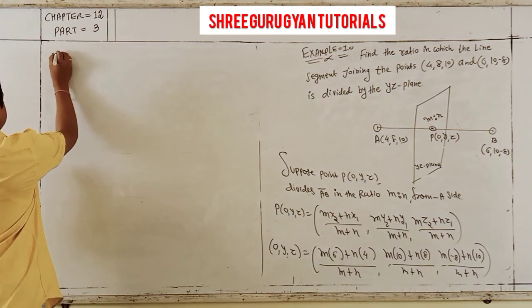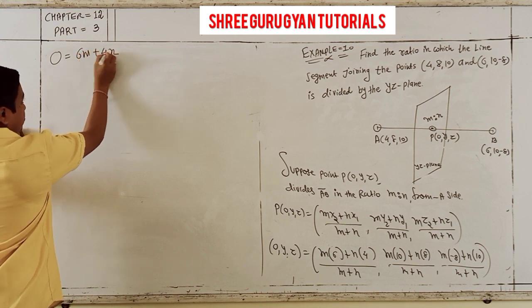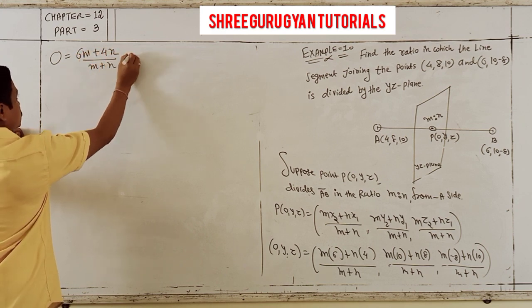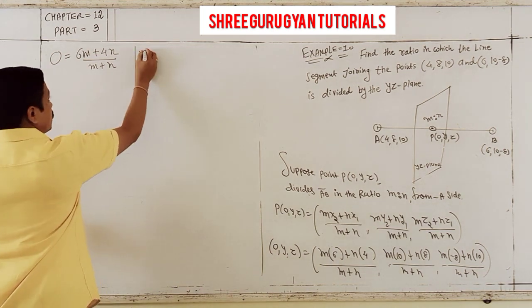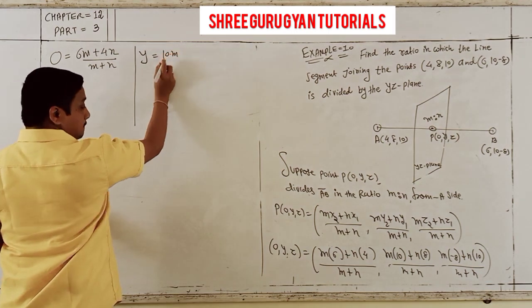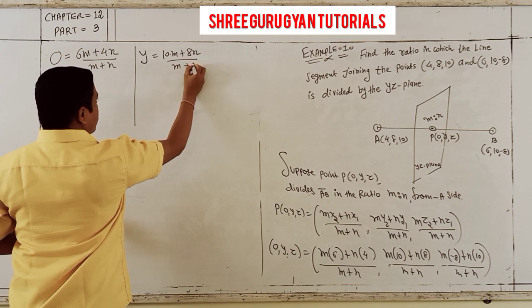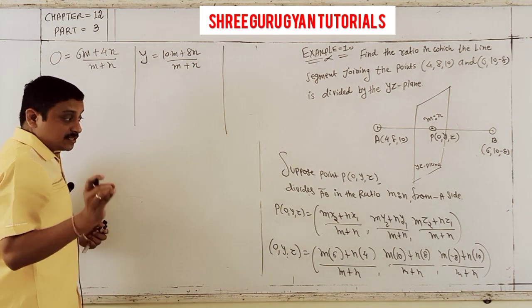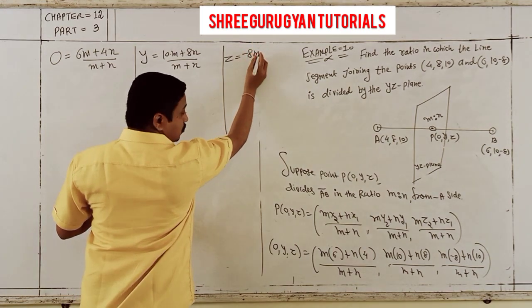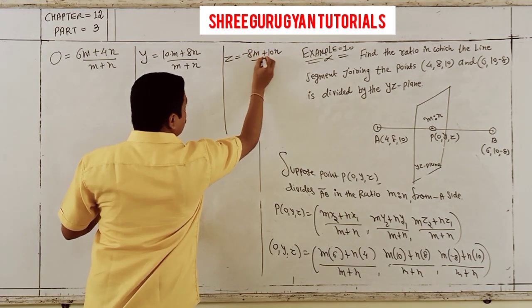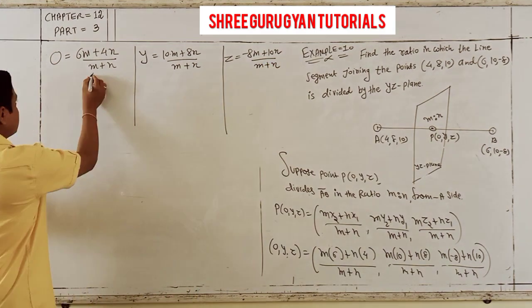So x is equal to 6m plus 4n by m plus n. Same, going to second comparison: y is equal to 10m plus 8n by m plus n. Same as third, z is equal to minus 8m plus 10n by m plus n. Now, for students, these are multiplied with 0.